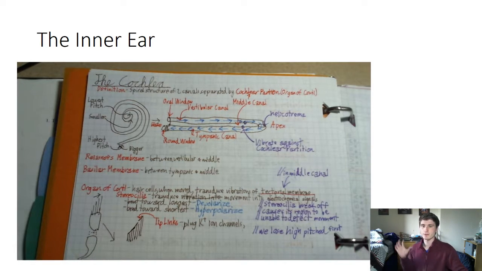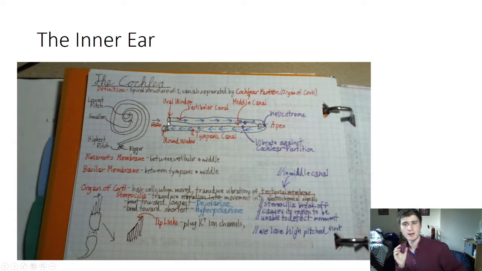So if I have a 2000 hertz sound, a pure tone, only at 2000 hertz will the vibration cause a change in the stereocilia and the organ of Corti. So in that way, it's like the organ of Corti is specific to a particular frequency of sound.